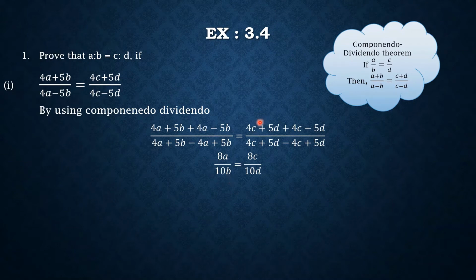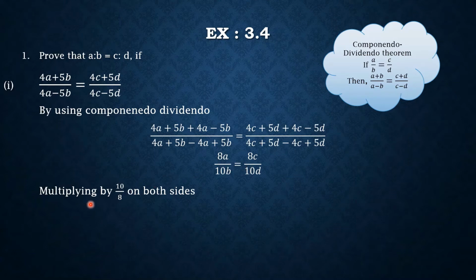Now come to the right side. Here we have 4C plus 4C, which gives us 8C, and plus 5D and minus 5D will be cancelled by each other. Now come to the denominator, 4C minus 4C. These two terms have opposite sign, so they will be cancelled, and we have plus 5D and the next plus 5D. So 5D plus 5D will become 10D in the denominator, and the resulting fraction is 8C over 10D.